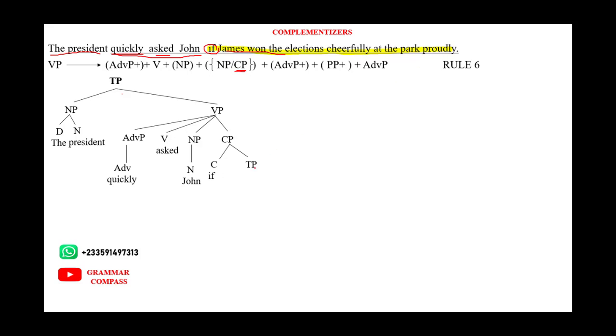Let us expand the TP. This TP consists of a noun phrase. That is the rule for TPs. Remember, the TP consists of a noun phrase, that is James.